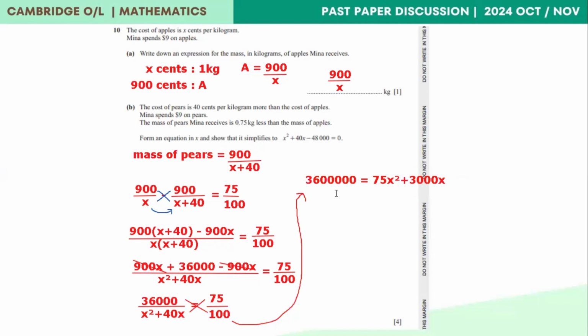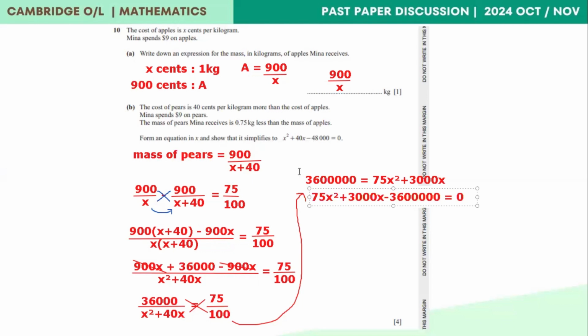Now you can see that slowly we are getting this format. According to this format, we need our x square term to be positive, our x term to be positive, and this number to be negative. So we have to move this number to the right. That would become 75x square plus 3,000x minus 3,600,000, which is equal to 0.